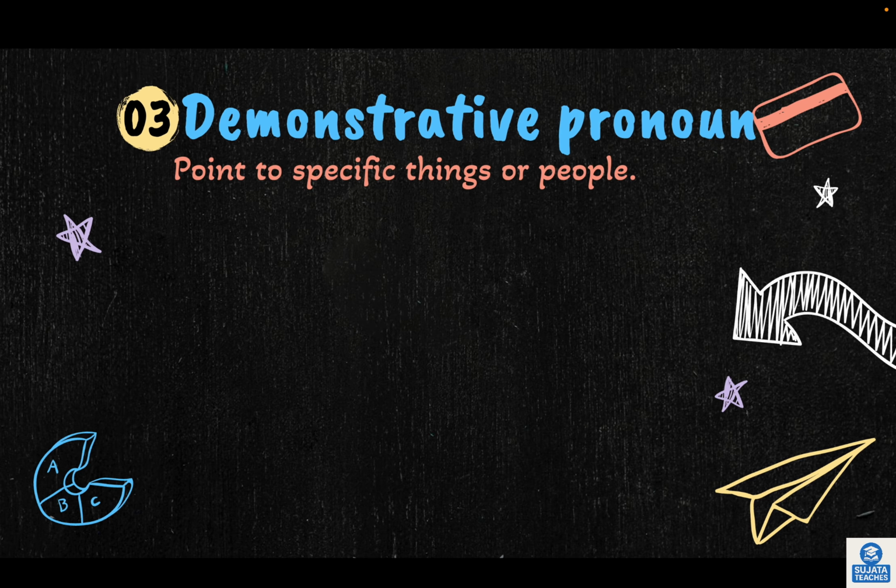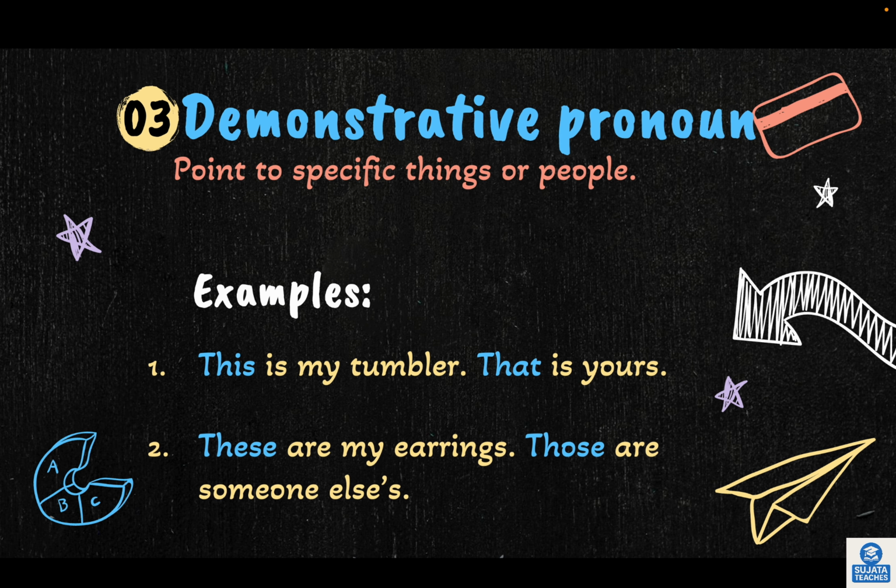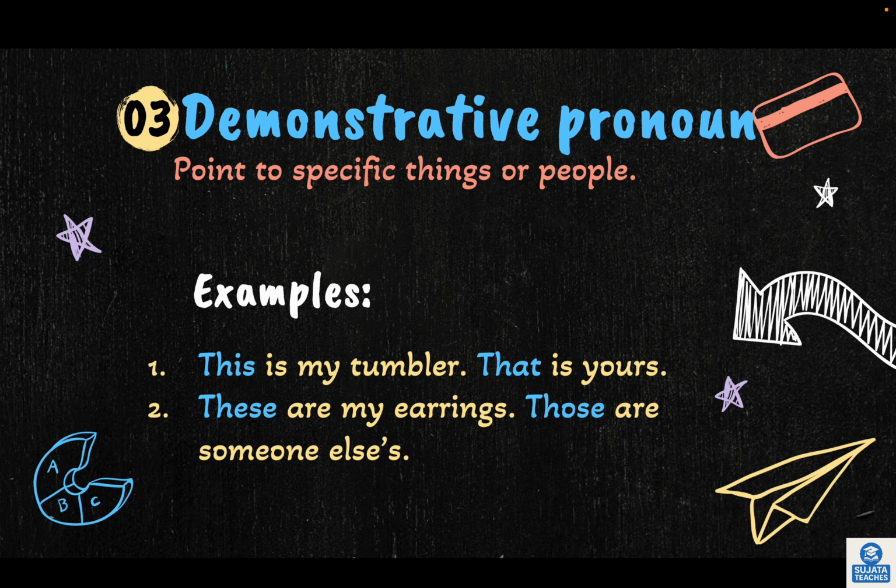Next is demonstrative pronoun, which points to specific things or people. Examples: this is my tumbler, that is yours. So when you point out things, that particular word becomes a demonstrative pronoun, this and that. The next, these are my earrings, those are someone else's. These and those are also pointing out something, that is demonstrative pronoun.